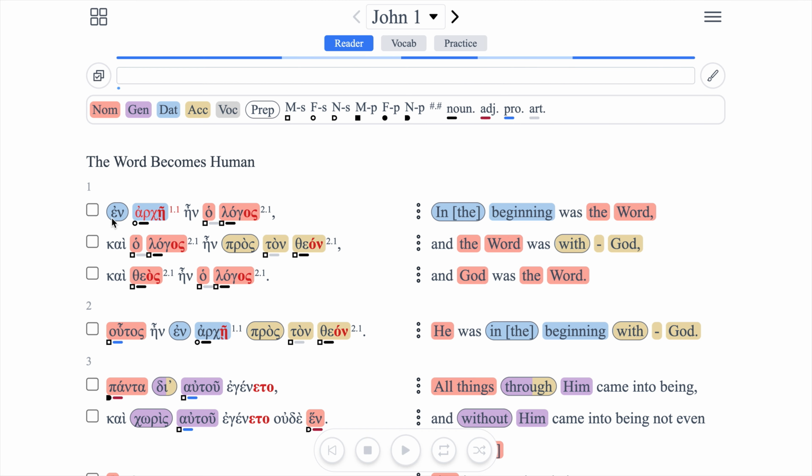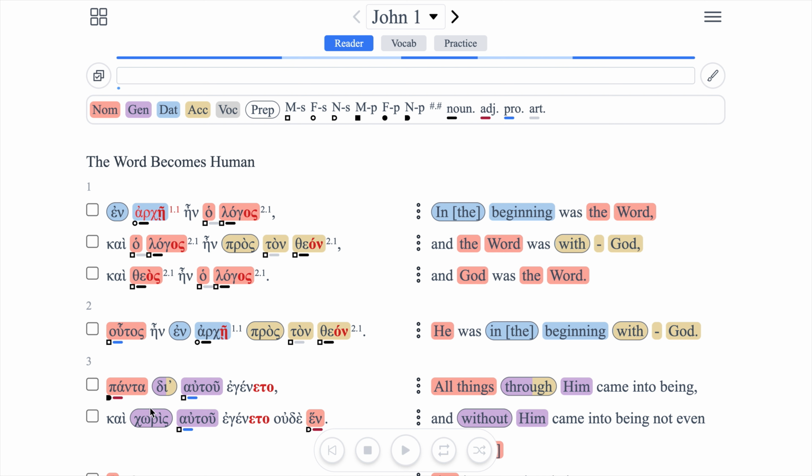So we have en, which means in. We have pros, which means with or toward or at. We have di', which is a shortened form of dia, which means through or because of. And we have choris, which means without.